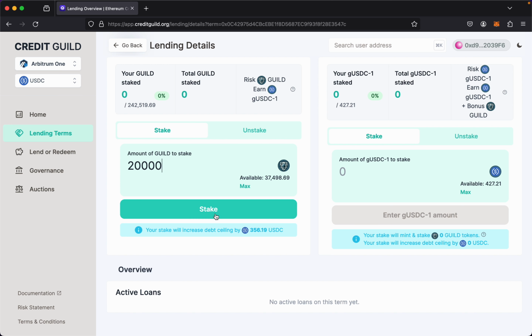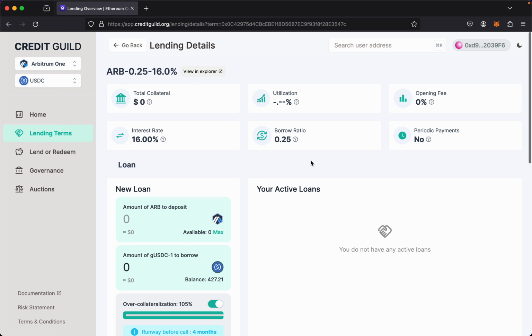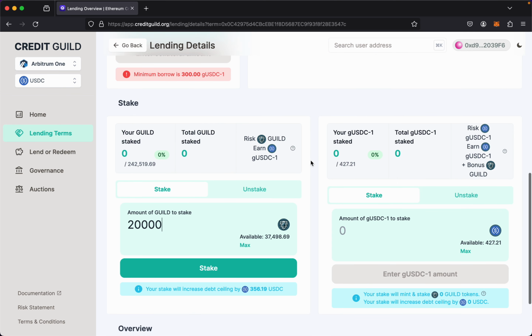stake some GUILD, and I actually don't have my wallet plugged in, so I'm not going to finish the transaction, but I might want to go stake there, and that would approve it. And instantly, the debt ceiling will increase. There's no delay for that action, so that's pretty cool. You can unstake your GUILD at any time unless that liquidity is utilized. So once borrowers are borrowing, the first loss capital providers cannot exit until those loans have been repaid.